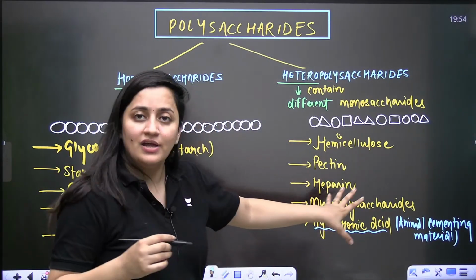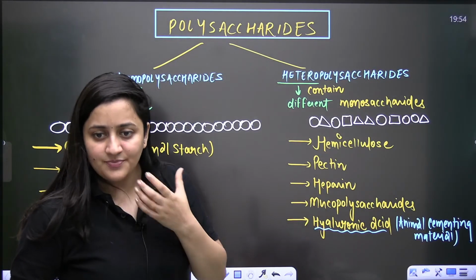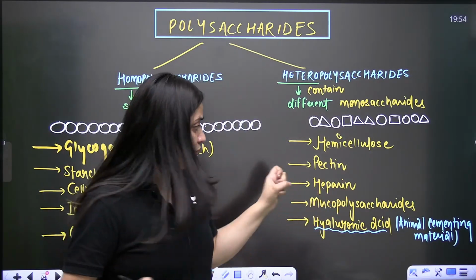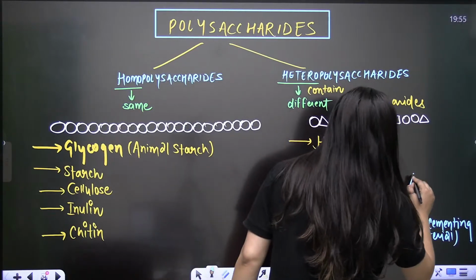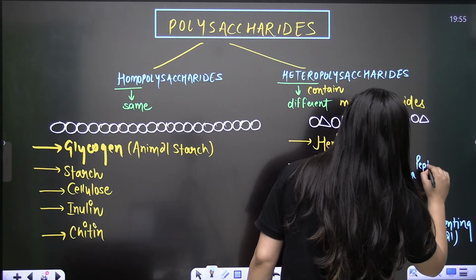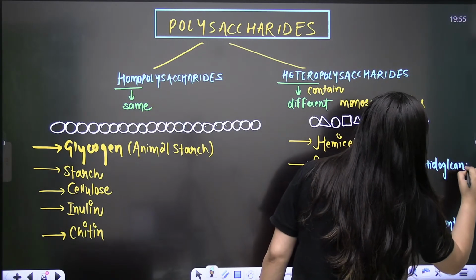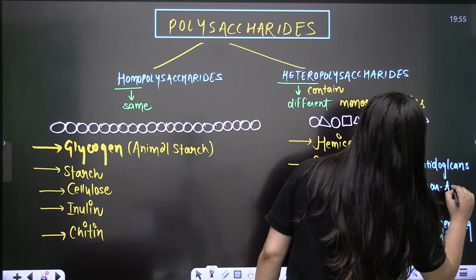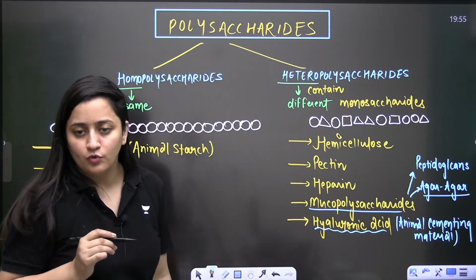Now heparin, you know that it's a natural anti-blood coagulant. It is present in our body. Hemicellulose and pectin, you know that it is present in the plant cell wall. And when you talk about the mucopolysaccharides, you have the examples of peptidoglycans here. Peptidoglycans are also a type of mucopolysaccharide. Your agar-agar that we get from algae, they are also mucopolysaccharides.